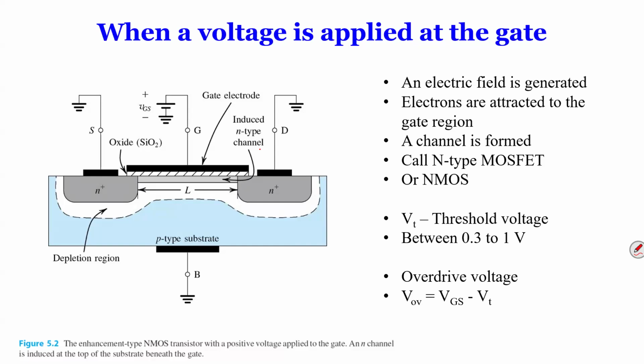So L is inversely proportional to current, but this width, this direction here, is going to be proportional to the current. So the larger the area, the more current can flow.